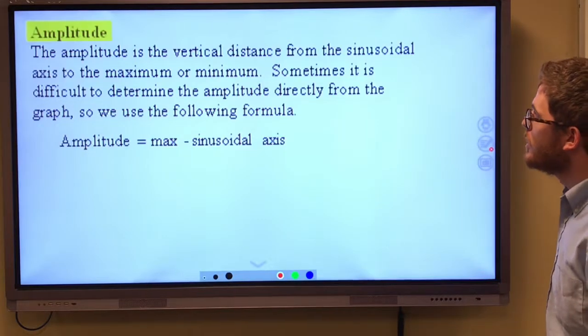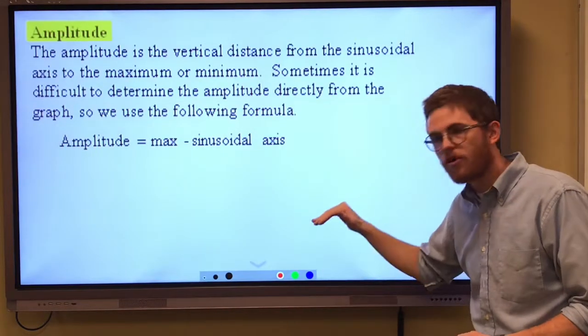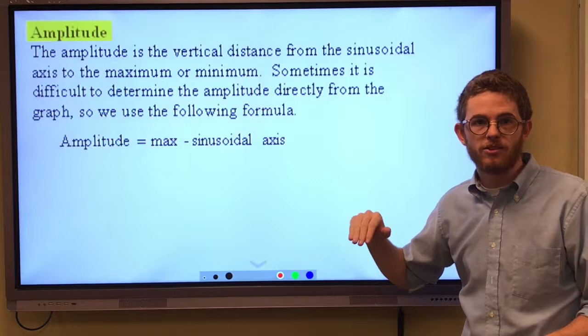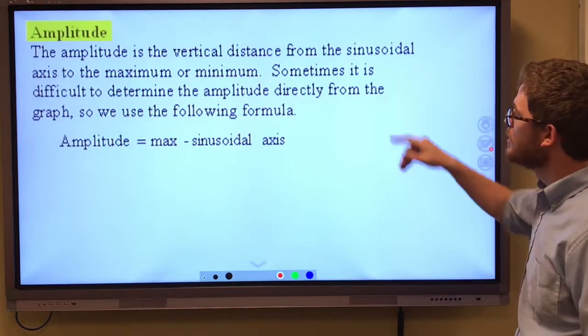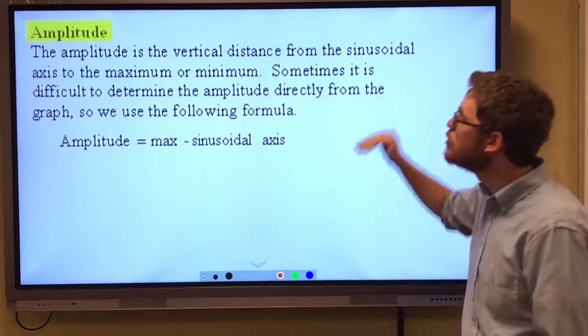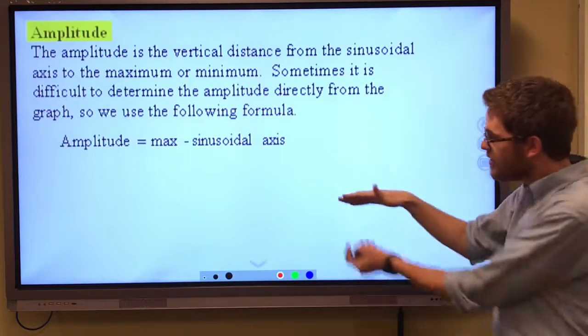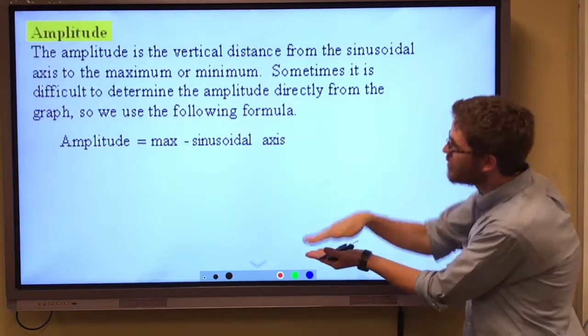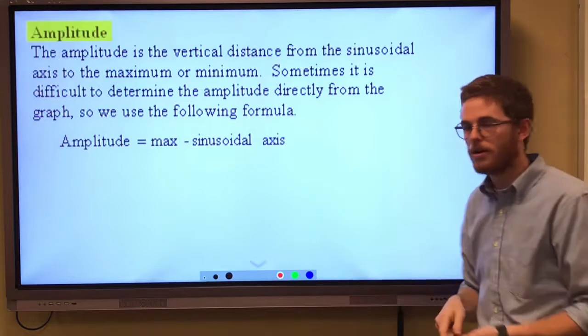The amplitude is the vertical distance from that axis that we were just talking about, the vertical distance from the sinusoidal axis to the maximum or the minimum. It's going to be the same, because the axis is right there in the middle, so it's the same distance to the top or to the bottom.